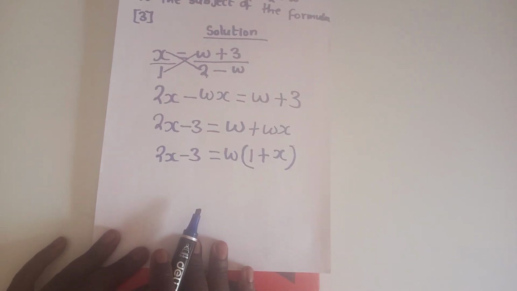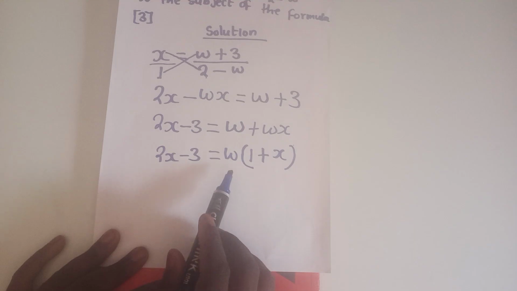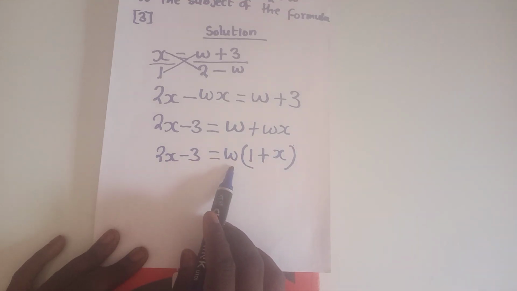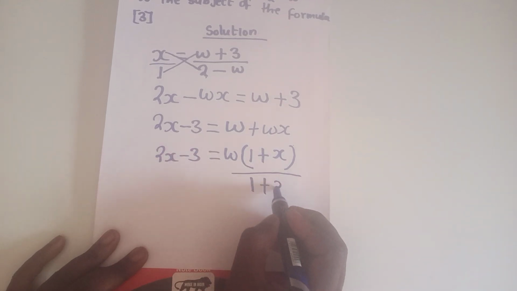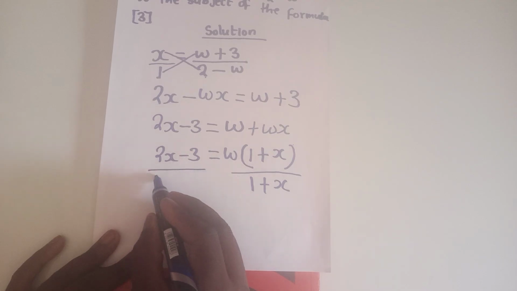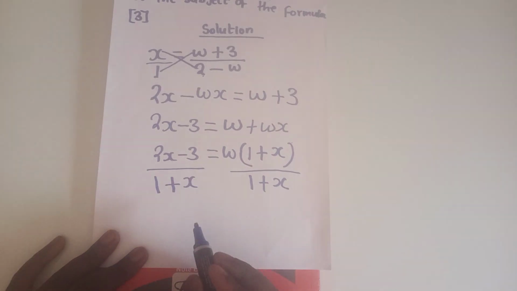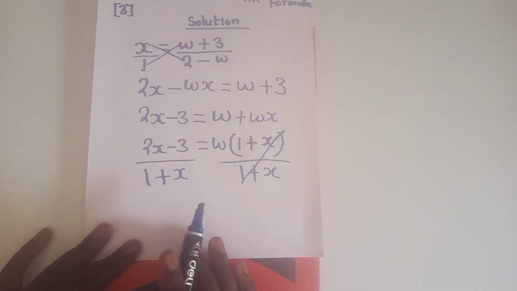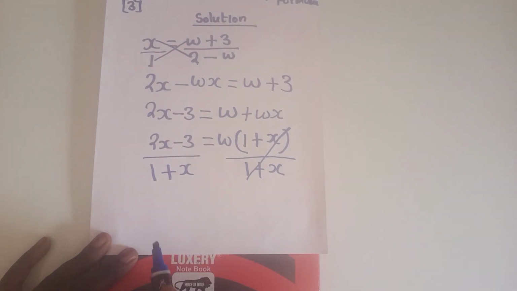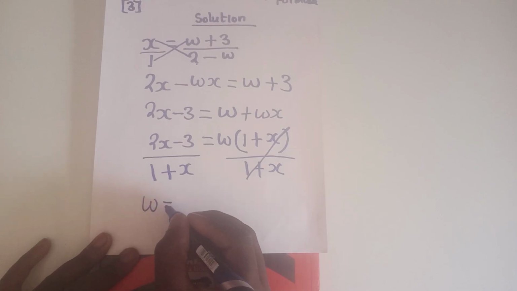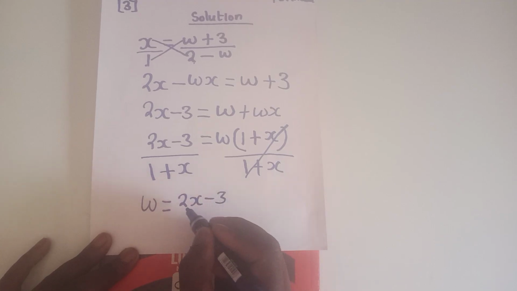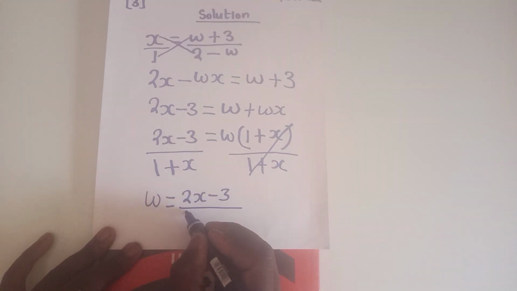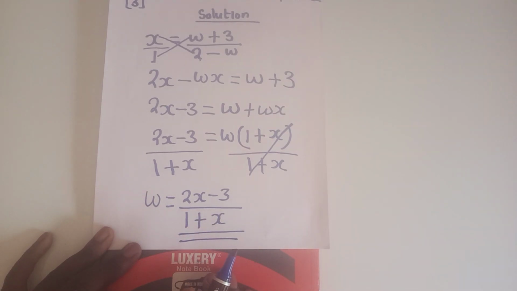The next thing, what did they say? Make what the subject? W. So you divide both sides by 1 plus x. Also there, 1 plus x. You eliminate this. What have you remained with? W equals this one now: 2x minus 3 over 1 plus x. You have made w the subject of the formula.